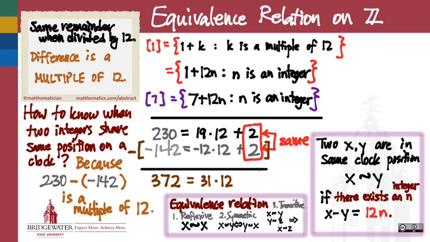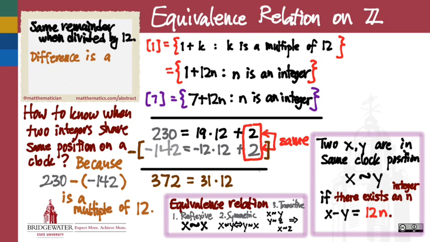And the question that I want us to ask and answer this week is, what's so special about the multiples of 12 in this example? Could we take the same construction and make an equivalence relation using other sets here besides multiples of 12? So what about difference is a multiple of 6? Would that be an equivalence relation? What about multiple of 7? Would that be an equivalence relation?